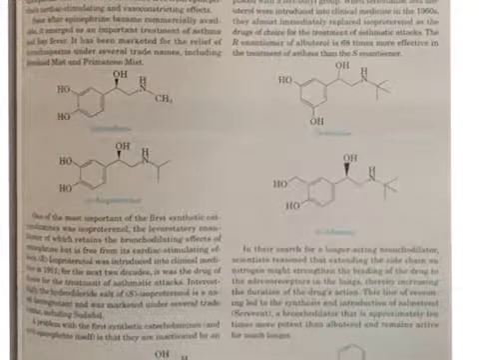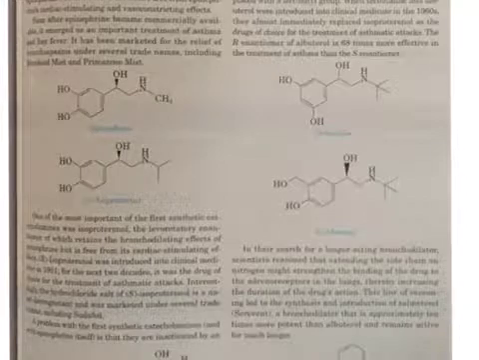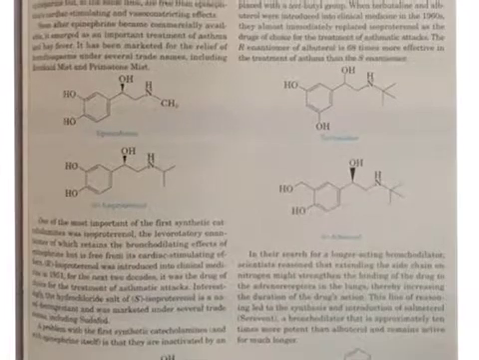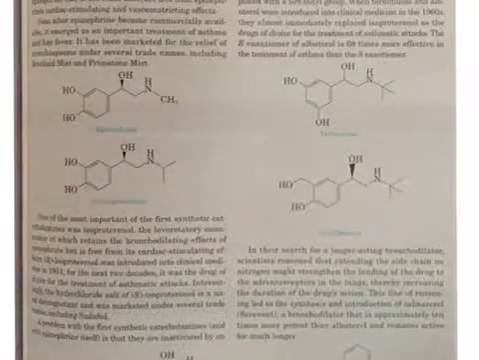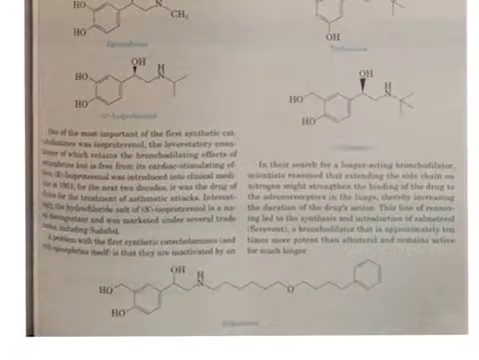In their research for a longer-acting bronchodilator, scientists reasoned that extending the side chains on the nitrogen might strengthen the binding of the drug to the adrenoreceptors in the lungs, thereby increasing the duration of the drug's action. This line of reasoning led to synthesis and introduction of salmeterol, or Serevent, a bronchodilator that is approximately 10 times more potent than albuterol and remains active for much longer. So here you can see how they change the structure around to make it more effective, and then the final structure of the salmeterol is with the increased length of the side chain.